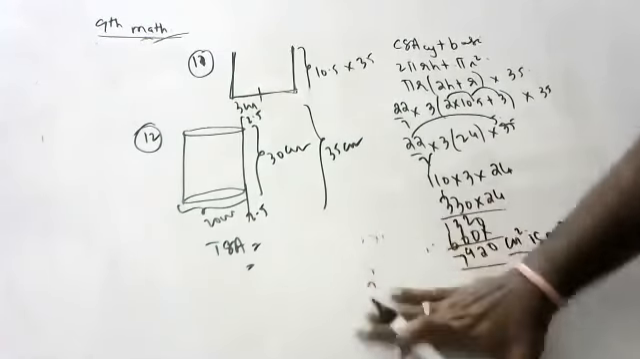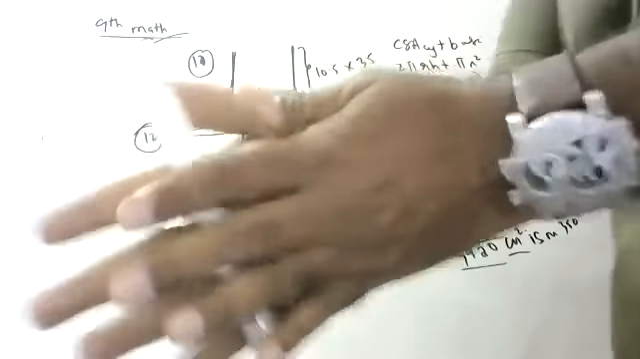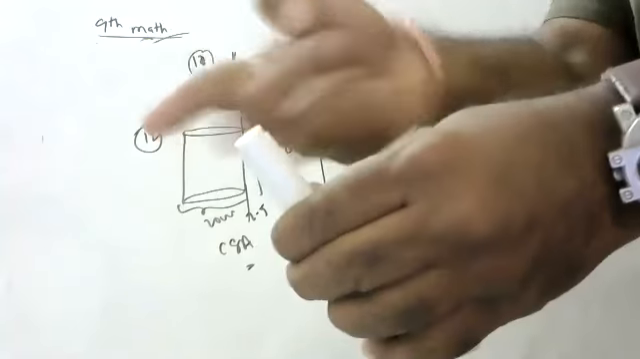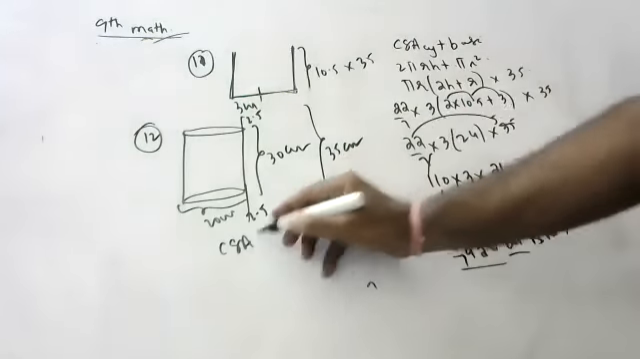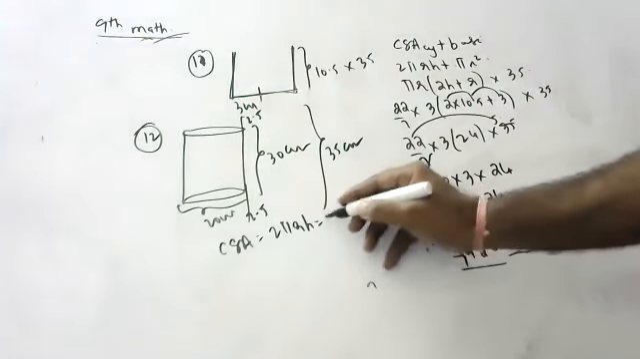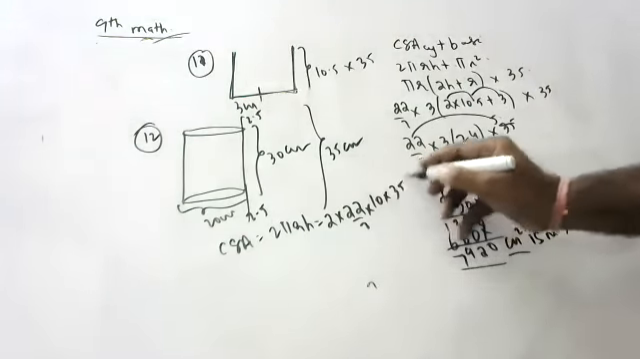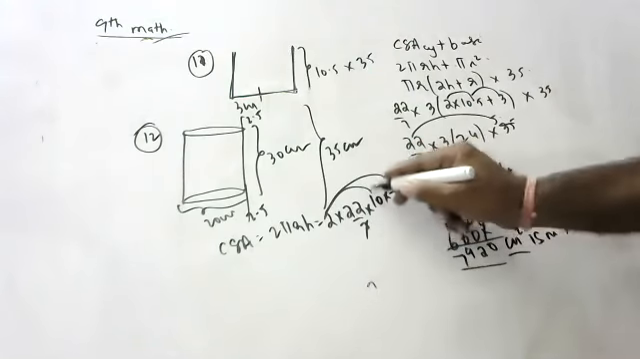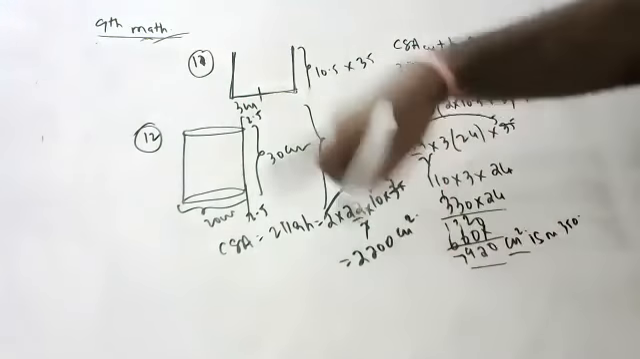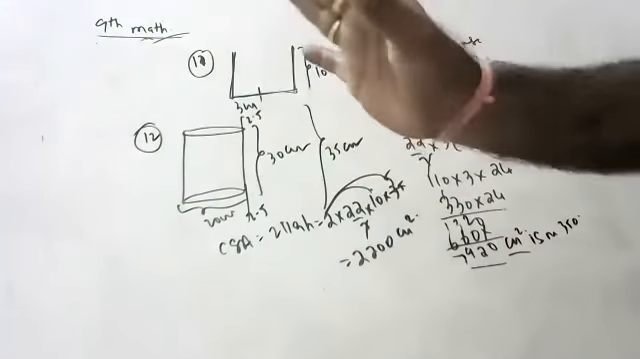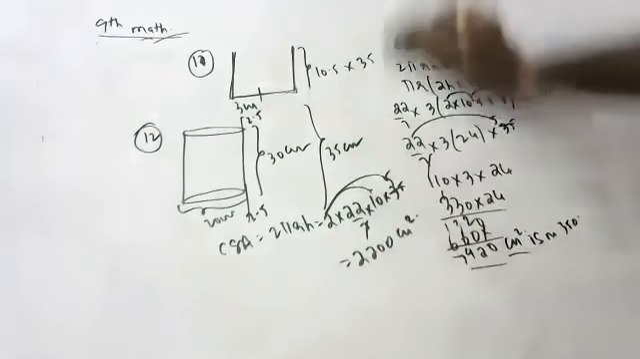Nobody is telling also. CSA only we should find out now. See, children, around this it is wrapped, and whatever extra margin is there, that is folded on the top. So only CSA is asked. But height we should take 35. What is the CSA, children? 2 pi r h. 2 into 22 by 7 into 10 into 35. 2200 centimeter square of cloth is needed for the lampshade covering, and the extra margins should be folded on that. Okay, children.